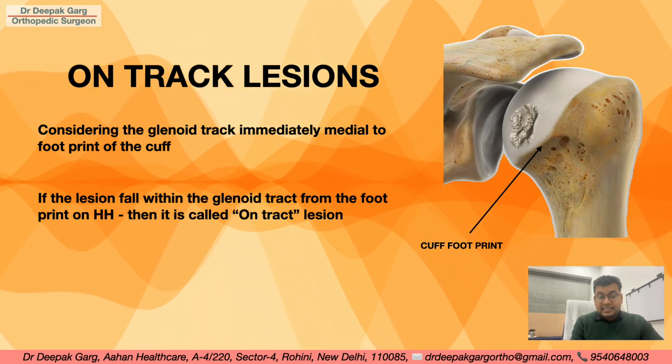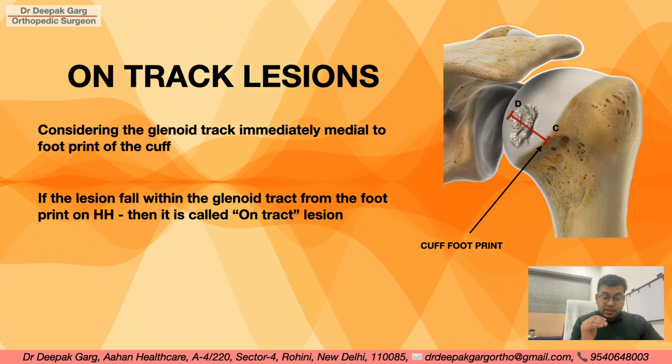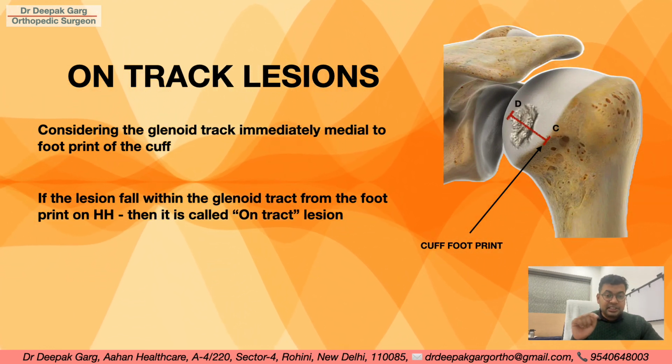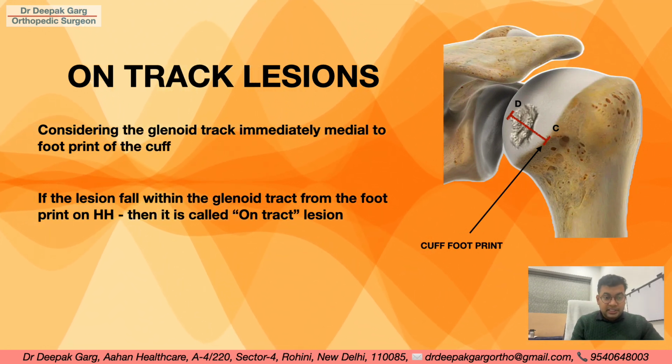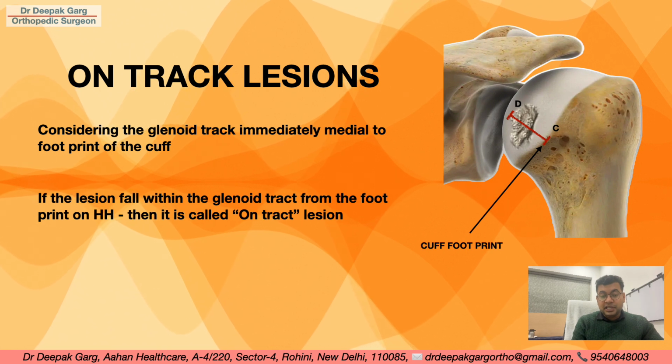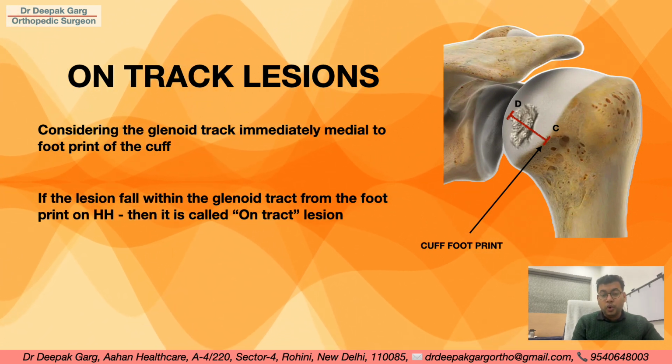In this case, the track will cover this lesion, so it will be beyond this lesion; the track will be medial to the lesion. So if the lesion falls within the glenoid track from the footprint on the humeral head, then it is called an on-track lesion.